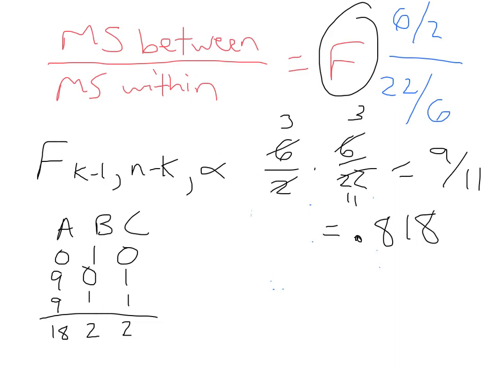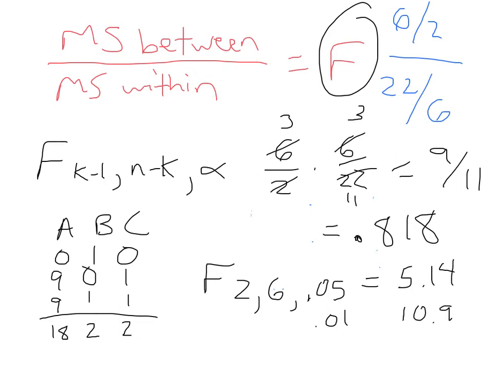I need to compare this number to the critical value F with 2 degrees of freedom on top, degrees of freedom on the bottom of 6, and let's say alpha 0.05. Okay. When you grab your F statistic, you'll find that that number is 5.14. If I were looking at the 0.01 level, that number would have been 10.92. And like I said, I'll show you how to do that in probably another video.